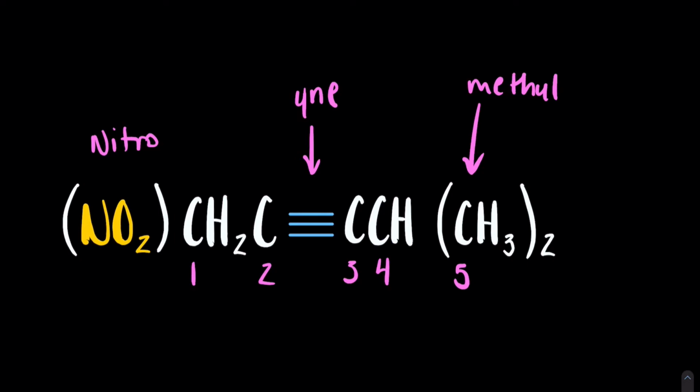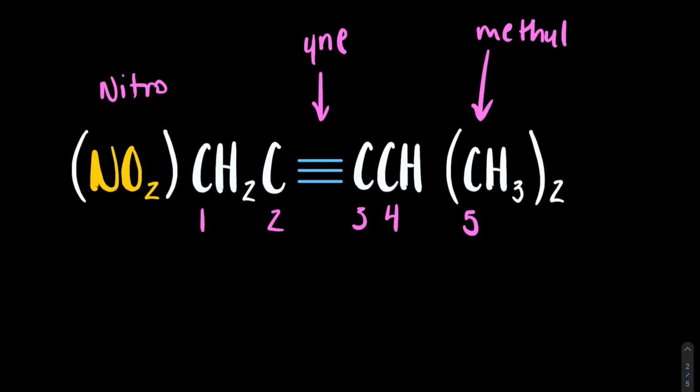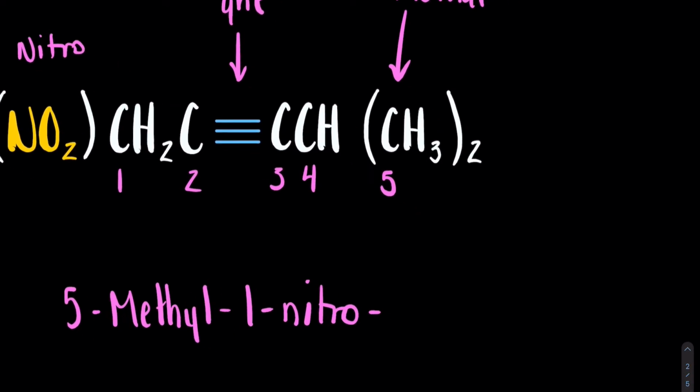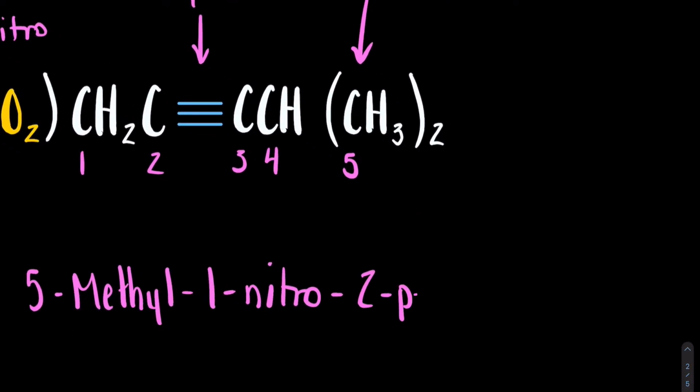So this gets the name, remember, alphabetical order when we name these compounds. So we've got 5-methyl, 1-nitro, 2-pentyne.